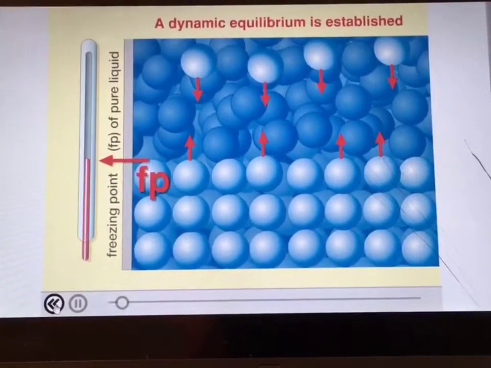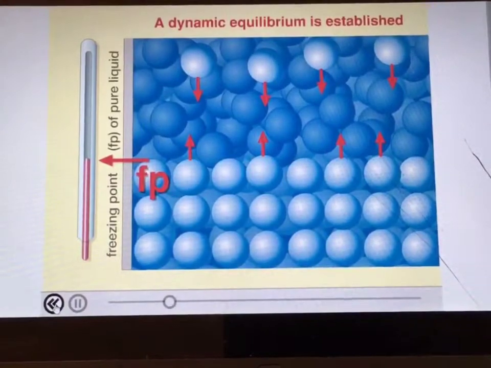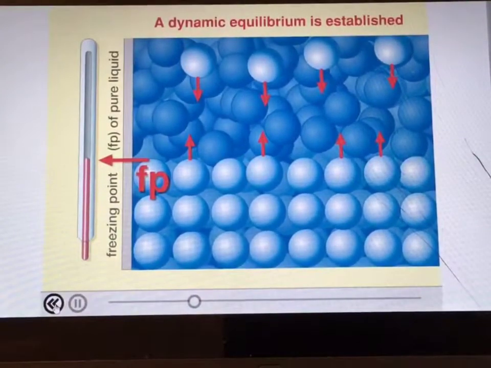At the freezing point of a pure liquid, a dynamic equilibrium is established between molecules in the liquid phase and molecules in the solid.